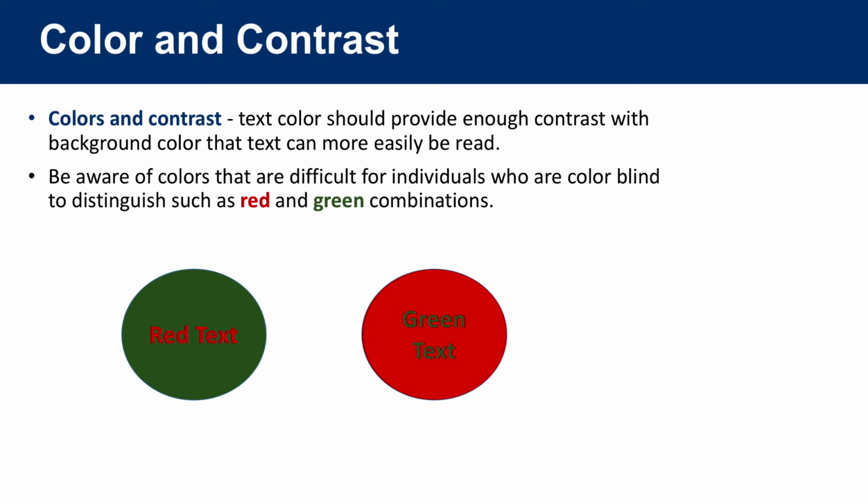You also want to be aware of colors that may be difficult for individuals who are colorblind to distinguish, such as red and green combinations. And on this slide, I have a red text on a green background and green text on a red background, and both of these combinations are difficult to read.